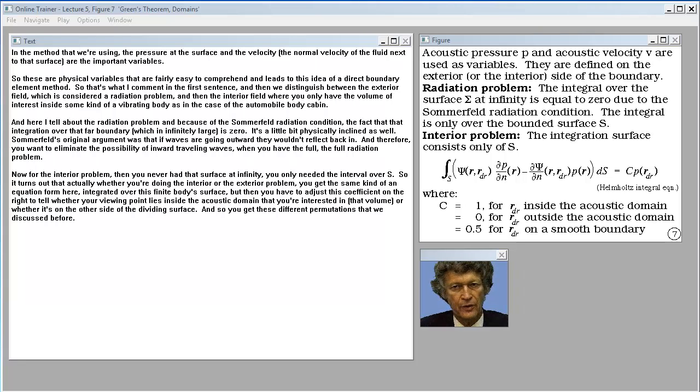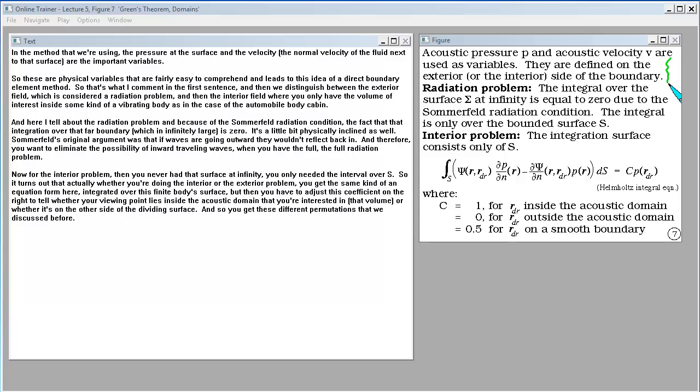In the method that we're using, the pressure at the surface and the normal velocity of the fluid next to that surface are the important variables. So these are physical variables that are fairly easy to comprehend and lead to this idea of a direct boundary element method.